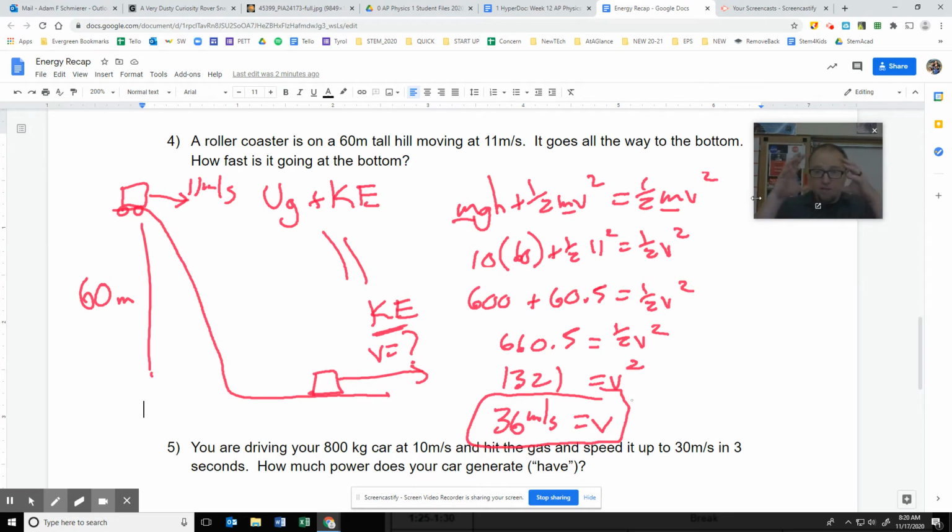So the key to this, just reviewing and recapping this question: start by looking at what forms of energy I have. If I have height that changes, I have gravitational. If I have motion, I have kinetic. And at the bottom, I don't have any height left.